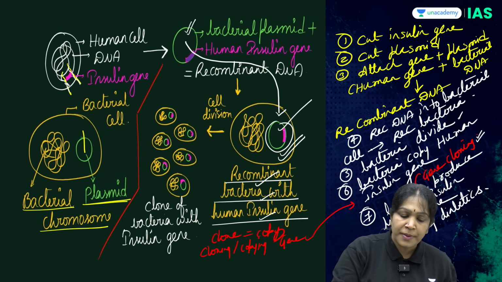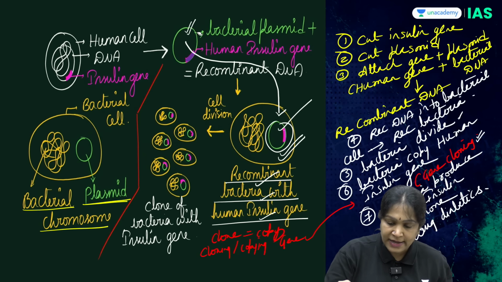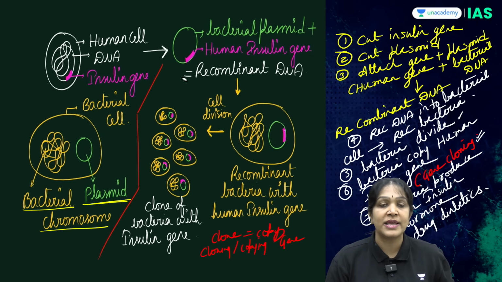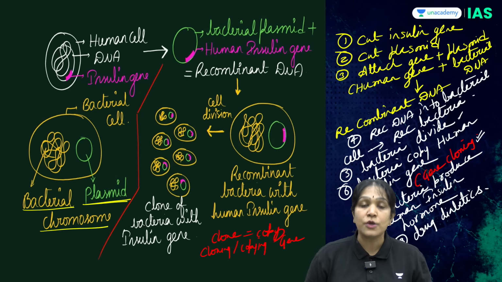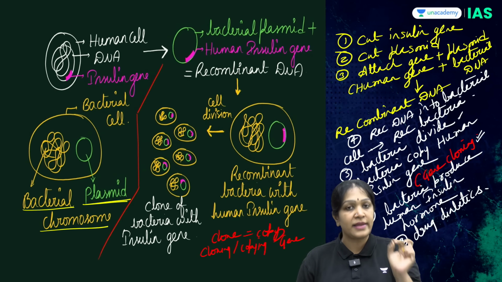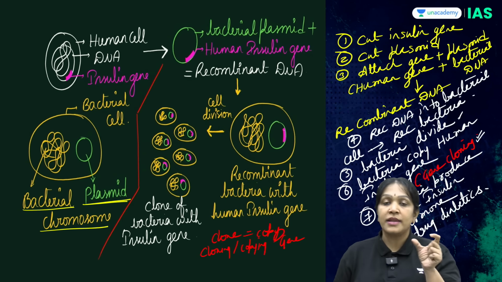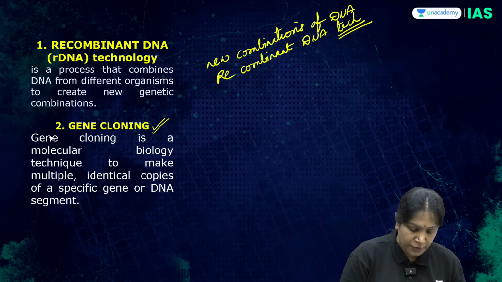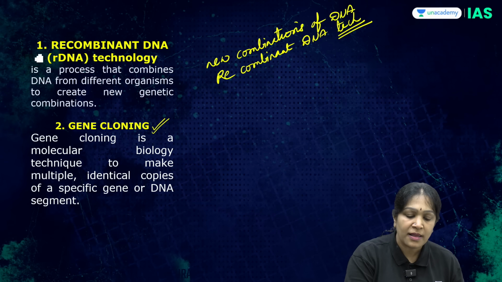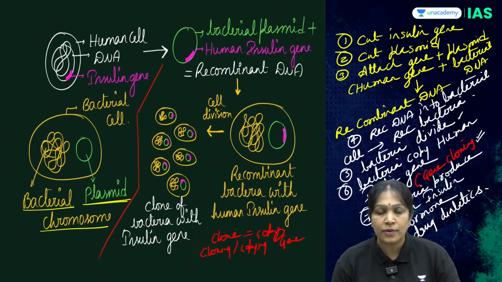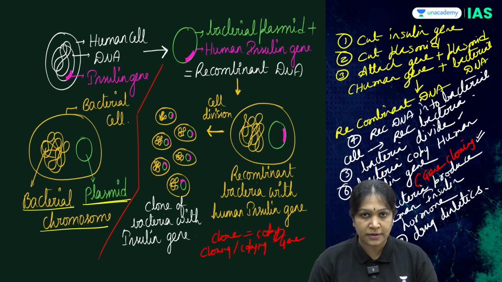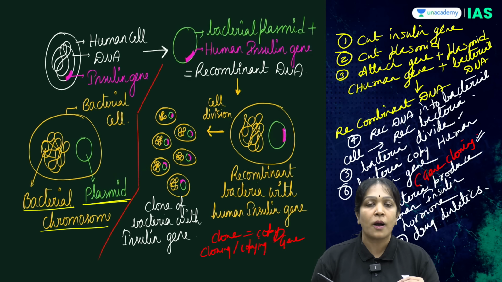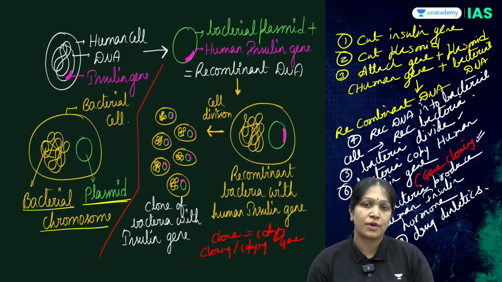And this can also be called recombinant DNA technology because in this technology, we made a new combination of DNA by placing the human gene into the bacterial DNA. So both names that I have used here, recombinant DNA technology and gene cloning, are applicable for this particular technique. Gene cloning because it is copying the gene. Recombinant DNA technology because it is making a new combination of DNA.